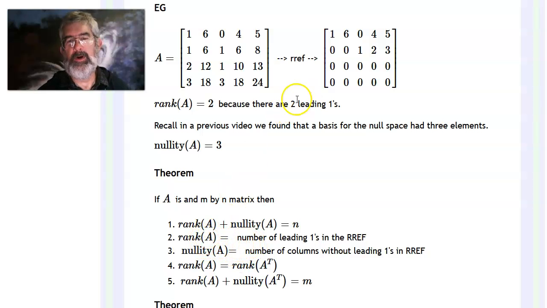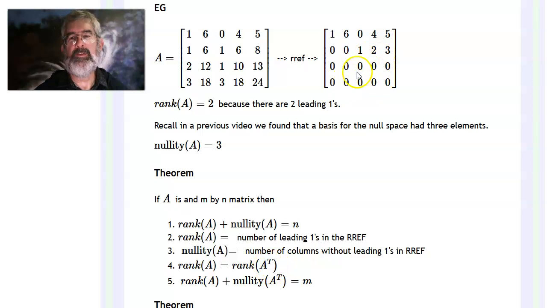We've already talked about this here, that the rank is the number of leading ones in the reduced row echelon form, and the nullity is, of course, the number of columns without leading ones. We would say it's the number of free variables in the solution set of the homogeneous system. Right? Another thing is that the rank of A and the rank of A transpose are the same.